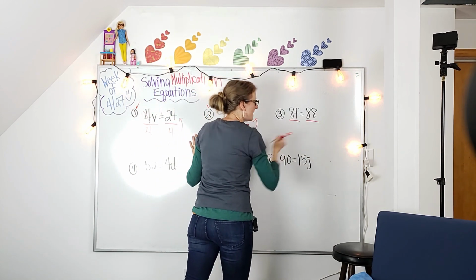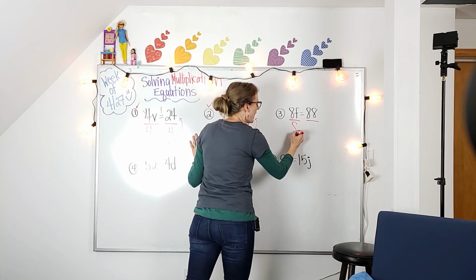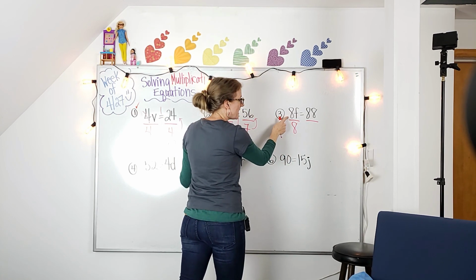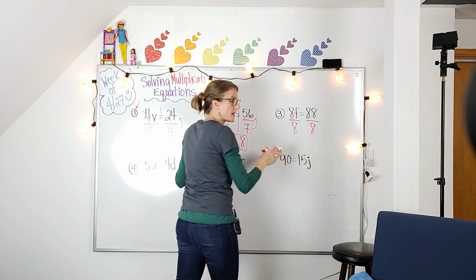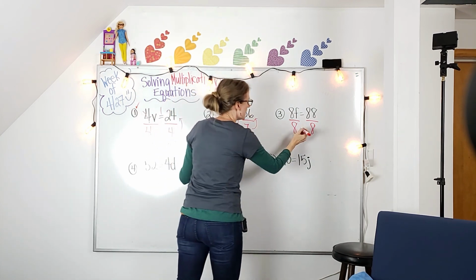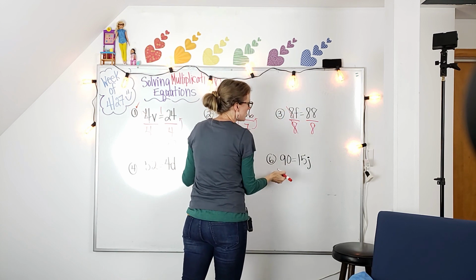All right, same thing again, you guys. Really simple. Just need that division line. What am I trying to get rid of? The 8, so that the f, the variable, is alone. But I have to divide by 8 on both sides. So those are all set.